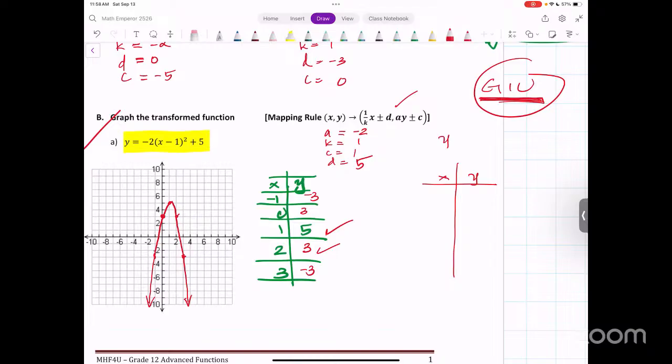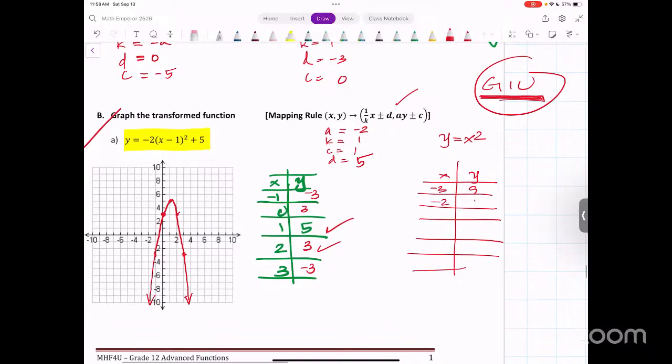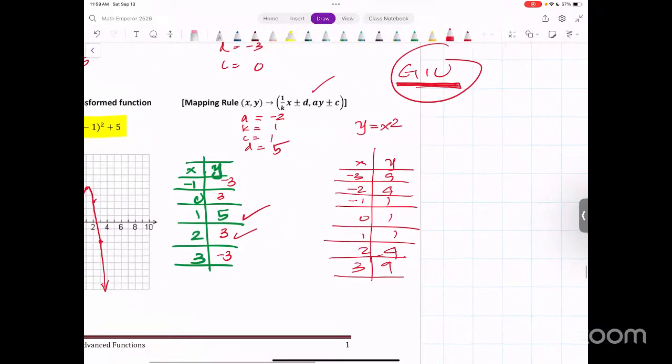Y is equal to x squared. Correct. So we're going to go back to some coordinates to plot these points: -3, 9; -2, 4; -1, 1; 0, 0; 1, 1; 2, 4; 3, 9. We don't need all the points, but we're going to see how much we can fit into the graph, so x and y.